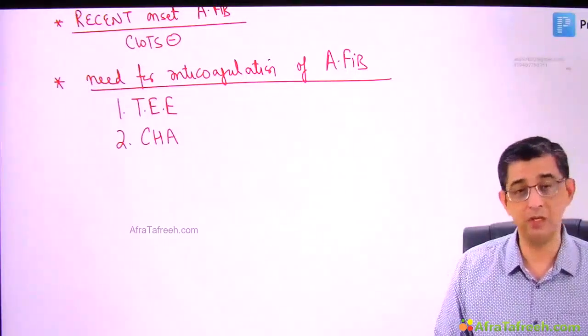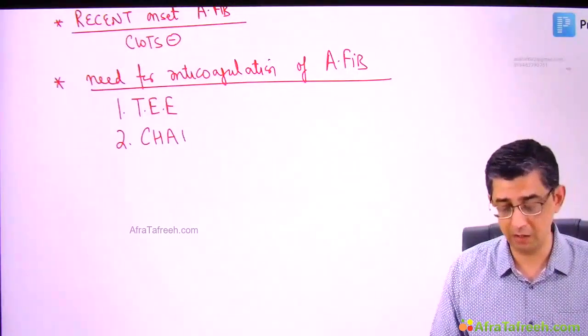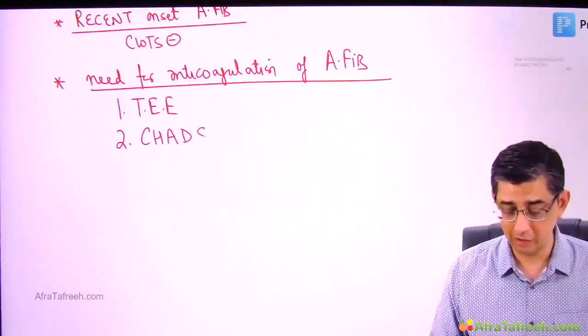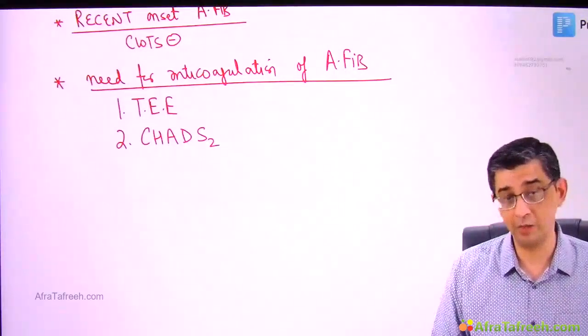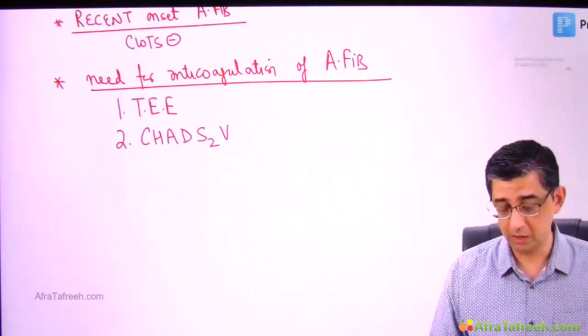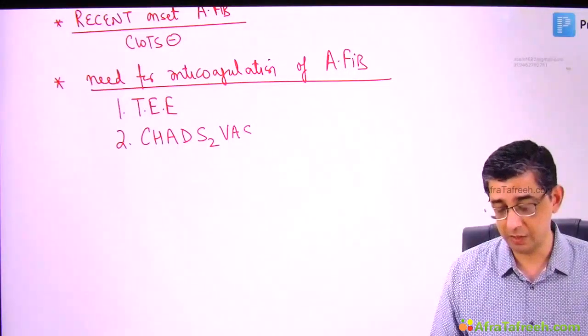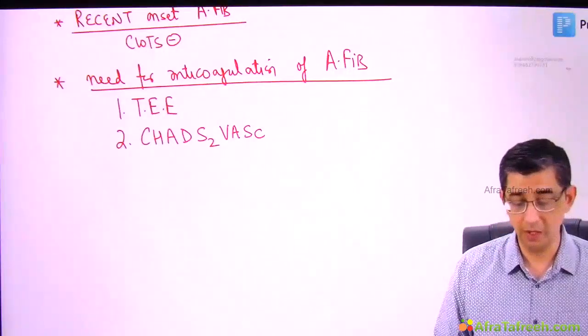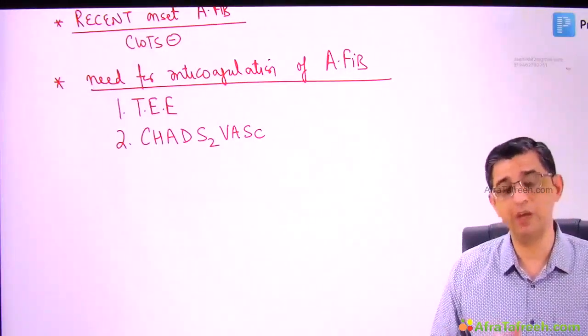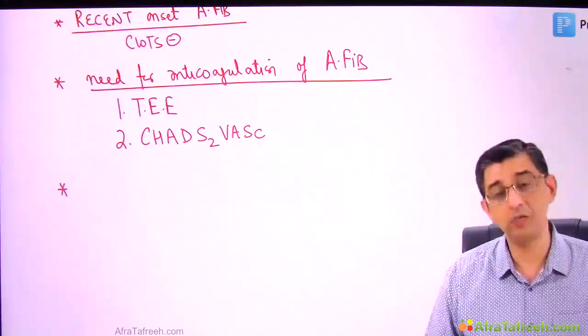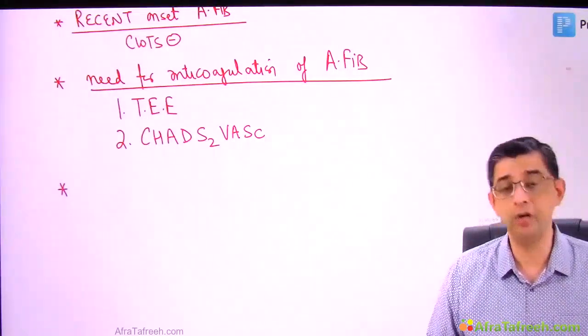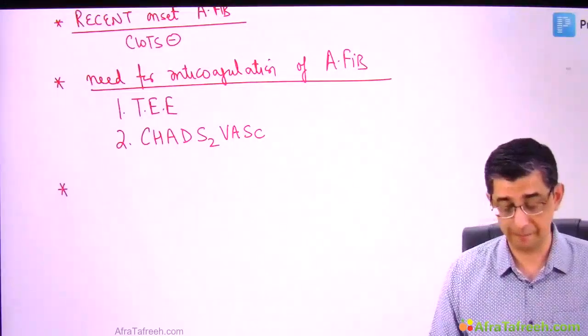We'll practice once again: congestive heart failure, hypertension, age, diabetes mellitus, stroke history. I'll just put that because that's important, previous stroke history. Then vascular disease in a patient, and sex category, gender being female. So this score helps you in evaluating whether you need anticoagulation or not. And the drugs I've already told you, you need to answer novel oral anticoagulants.